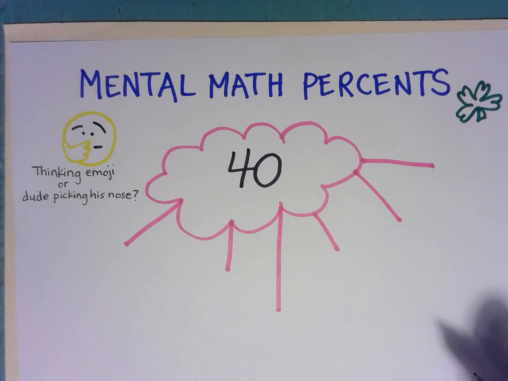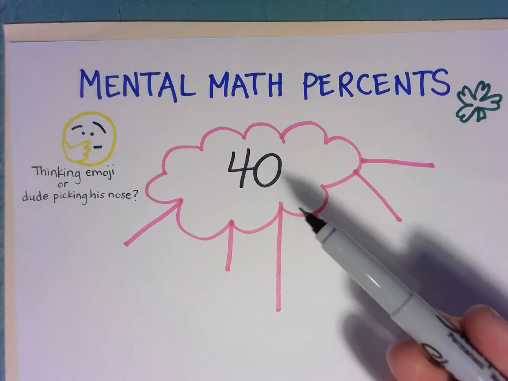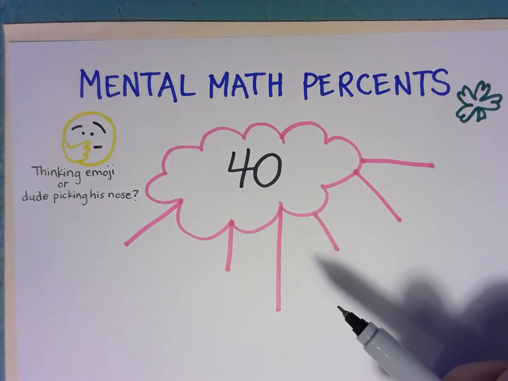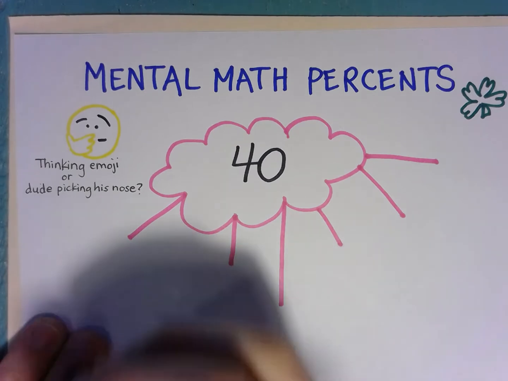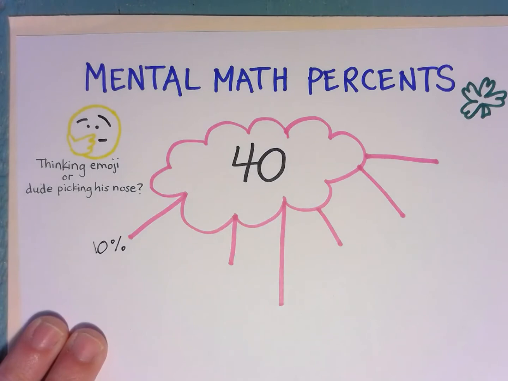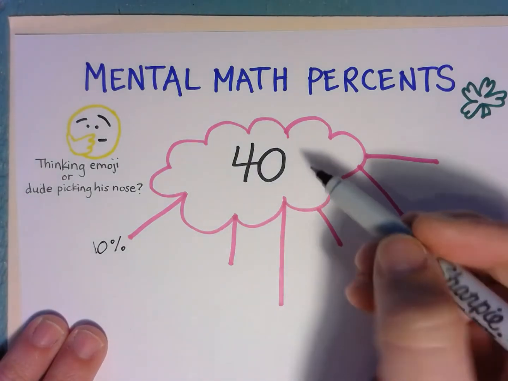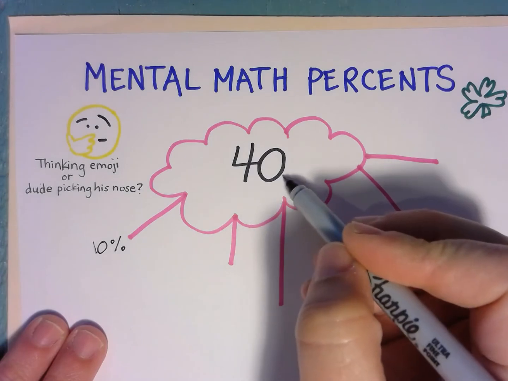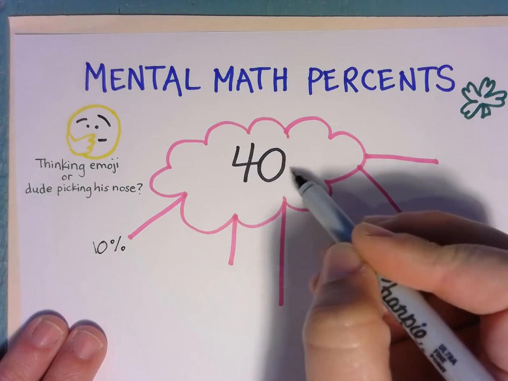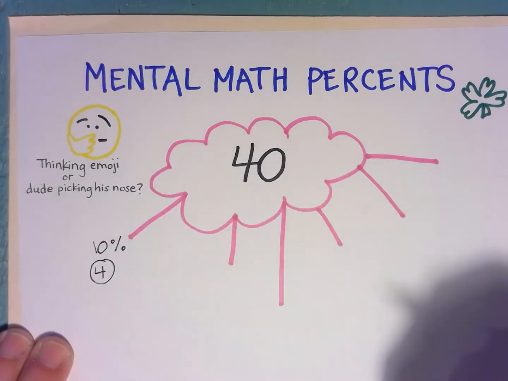So today we're going to talk about how to find percents of numbers using really easy mental math. And the first mental percent that's really easy to learn is 10%. You can find 10% of any number by just dividing the number by 10. So if I were to divide 40 by 10, which means, if you remember, we move the decimal place over once. So 10% of 40, 40 divided by 10, is 4.